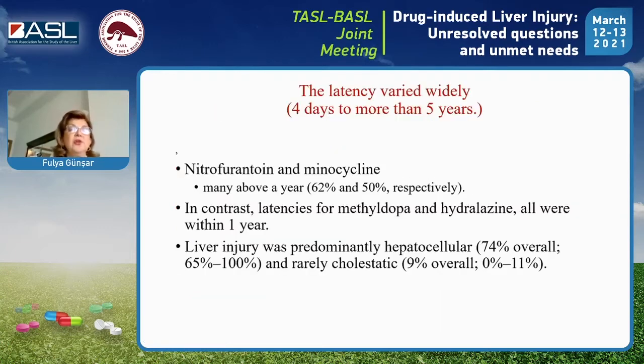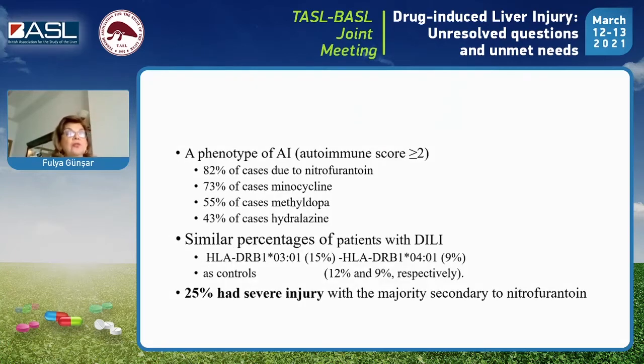The latency period for nitrofurantoin and minocycline was more than a year. In contrast, for methyldopa and hydralazine, all were within 1 year. Liver injury was predominantly hepatocellular in this cohort. A phenotype of autoimmunity was seen in 82% of cases due to nitrofurantoin, 73% of cases due to minocycline, and 55% of cases due to methyldopa.